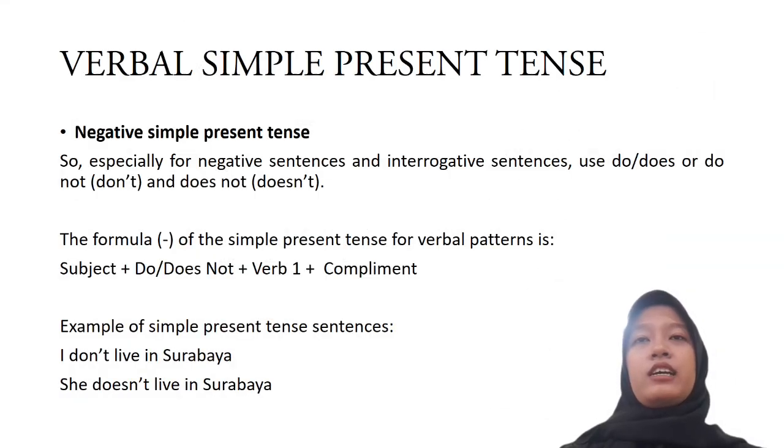Negative simple present tense. Especially for negative sentences and interrogative sentences, use do or does, or do not and does not. The negative formula of the simple present tense for verbal patterns is subject plus do or does not plus verb 1 plus complement. Example of simple present tense sentence: I don't live in Surabaya. She doesn't live in Surabaya.